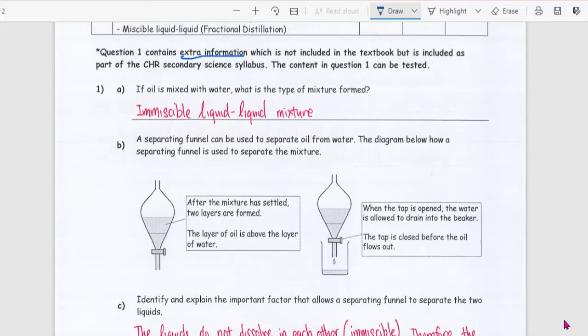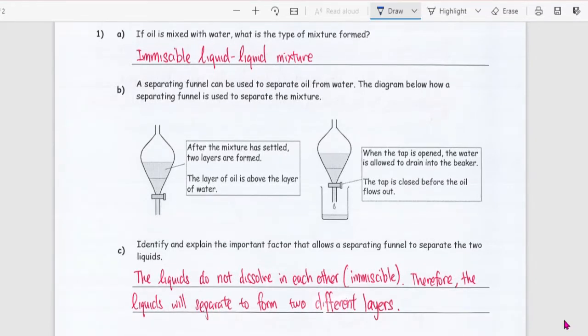Now, first one, if oil is mixed with water, what's the type of mixture formed? It's what we call the immiscible liquid-liquid mixture, so you form two distinct layers. Typically for this kind of situation, we'll use what we call a separating funnel. The instrument you see here is a separating funnel. When the mixture has settled, the top is oil and the bottom is water.